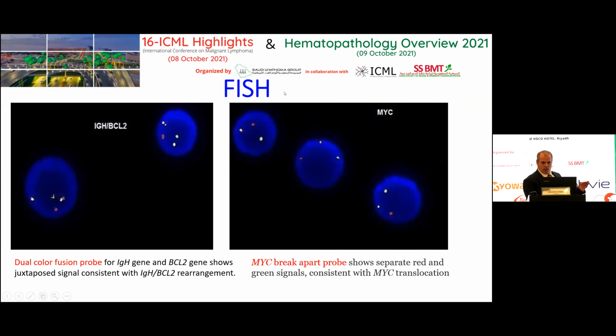But as we know, a break-apart probe can detect MYC gene rearrangement, but it can't detect what the partner is, what the other gene is. So if we need to know the partner, we have to run another probe.